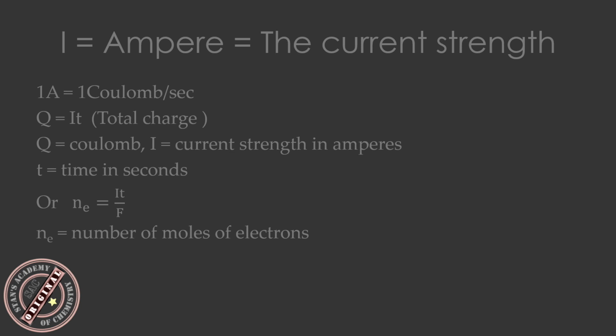F is called Faraday's constant. Faraday's constant is the charge carried by 1 mole of electrons. So the total charge divided by the charge of 1 mole of electrons will give you the number of moles of electrons flowing through the circuit. So this is an equation you may want to recall. Ne is equal to IT by F. That equation is something that you're going to learn and memorize to do the calculations.